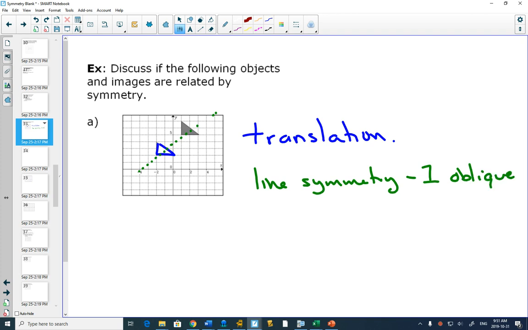Remember the diagonal ones we called oblique. Can you see that green line? If you flip the shaded one over, it matches up. If you flip the non-shaded one, it matches up. Does it have rotational symmetry? If you took this and turned it 180 degrees, would it match up? No.